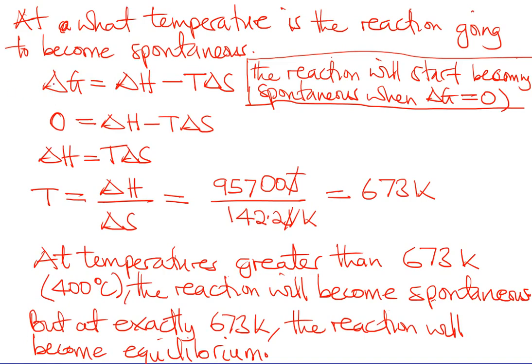That's why when you put 0 here, you are putting the reaction at equilibrium. The temperature you obtain here is the equilibrium temperature. But now when you move the temperature greater than this, the reaction becomes spontaneous. So that's how we determine the temperature at which a reaction is going to be spontaneous, by making delta G become 0. So let's go on and look at another problem.